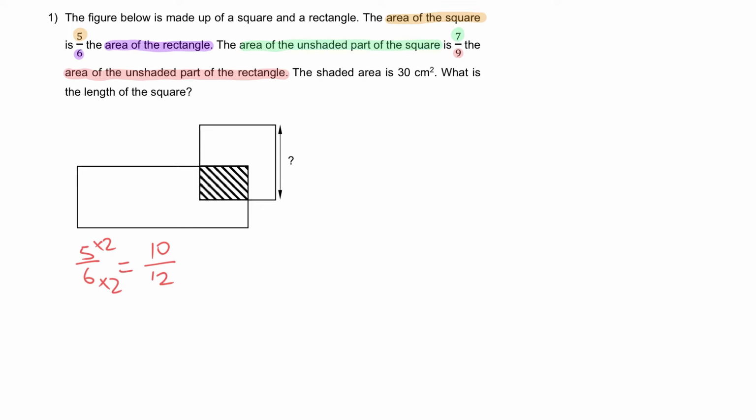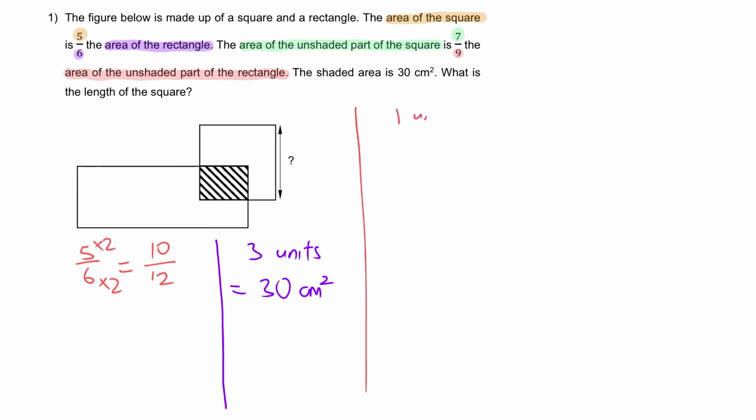We can double check using the rectangle. If there's a drop of 3 units, the rectangle should also have a drop of 3 units from 12 to 9. And it fits the story. Now we can write out 3 units must be equal to the 30 cm square. From here, 1 unit is 30 cm square divided by 3 to give you 10.